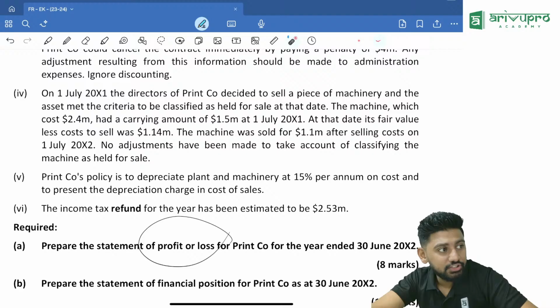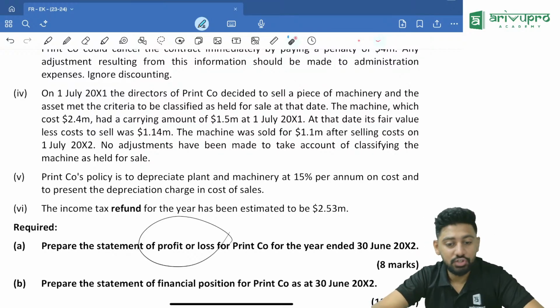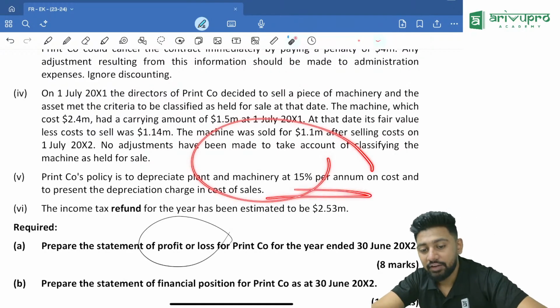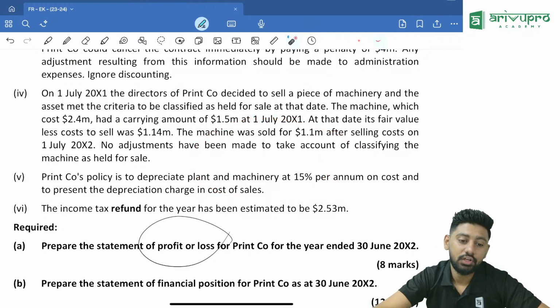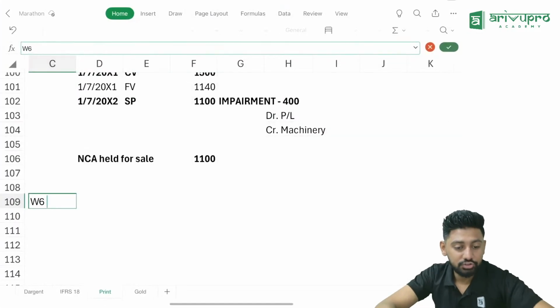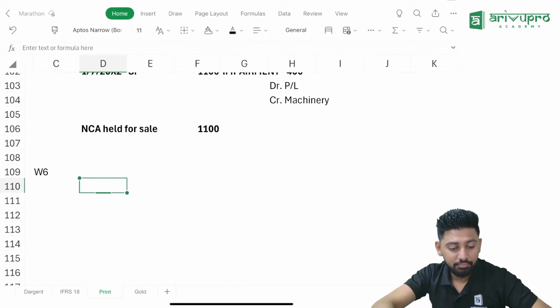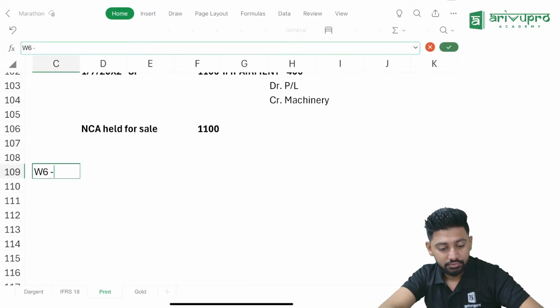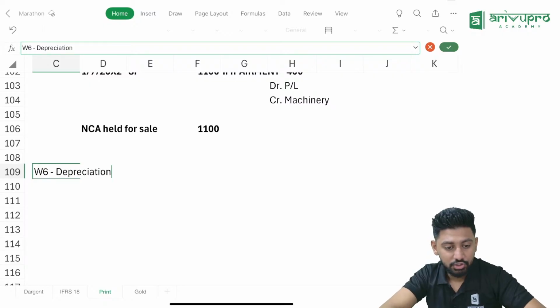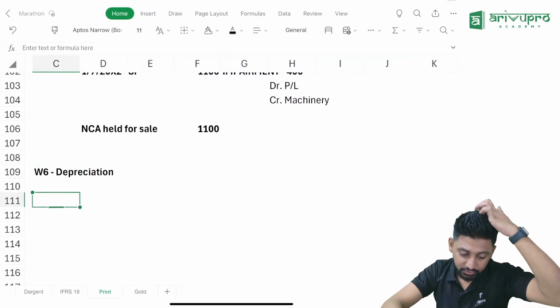Pink's policy is to depreciate plant and machinery at 15% per annum on cost, and to present the depreciation charge in cost of sales. You're going to charge depreciation at cost. Okay, that will be tested. It's an important area in the exam. So working number 6, depreciation. So you're charging depreciation at cost.